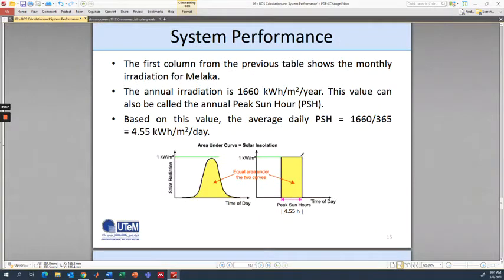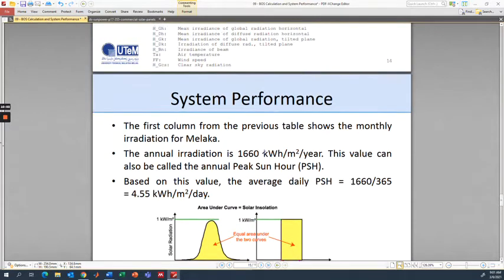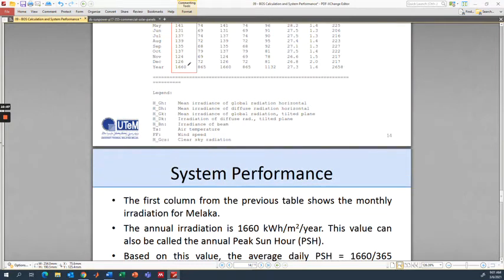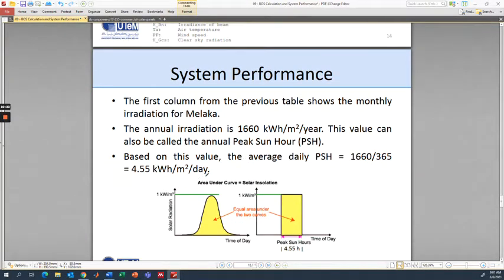Okay, so the first column, just now I showed you. The annual irradiation is 1660 kilowatt hour per meter squared per year. This one, 1660. So based on this value, the average daily PSH is 1660 divided by 365 days, so we get 4.55 kilowatt hour per meter squared per day.